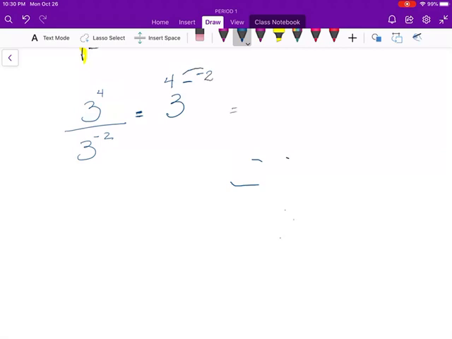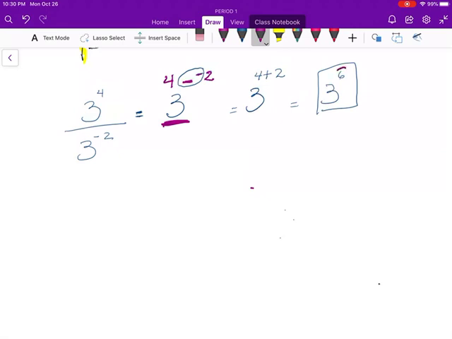We learned that double negative becomes positive, so this is the same as 3 to the power of 4 plus 2, which is 3 to the power of 6. That's if you do it following the rule that says keep the base and subtract the exponents. You end up with 4 plus 2, which gives you 3 to the power of 6.